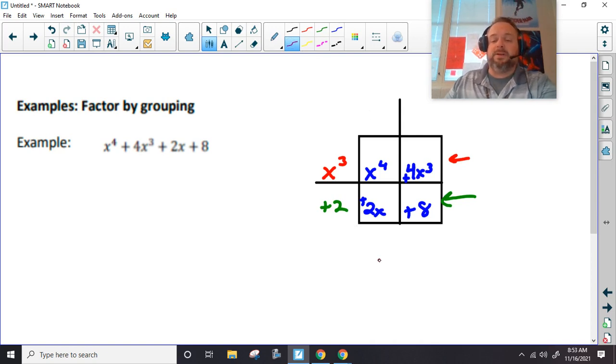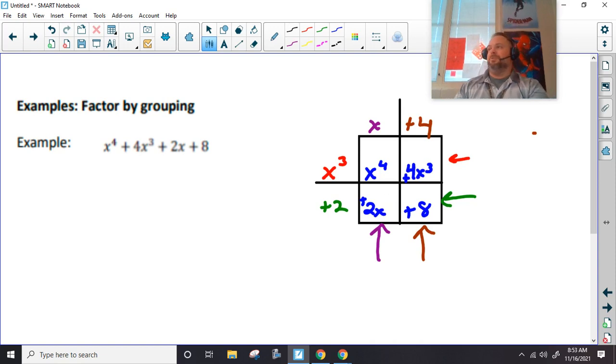Now, I'm going to look at this column right here, this up and down. What's the only thing I can take out of x to the fourth and 2x? X. Okay. You ready? This is our answer.